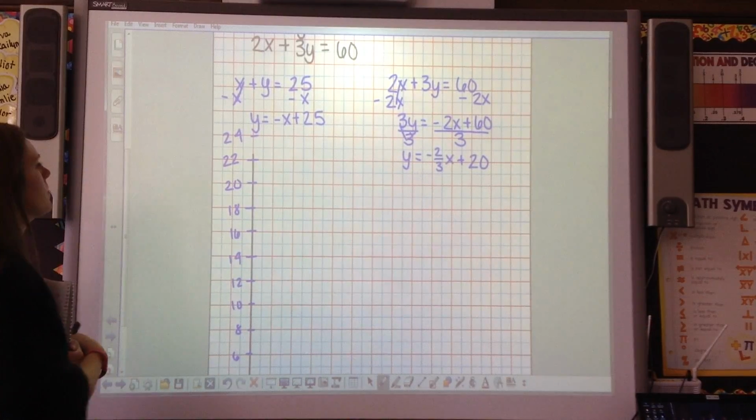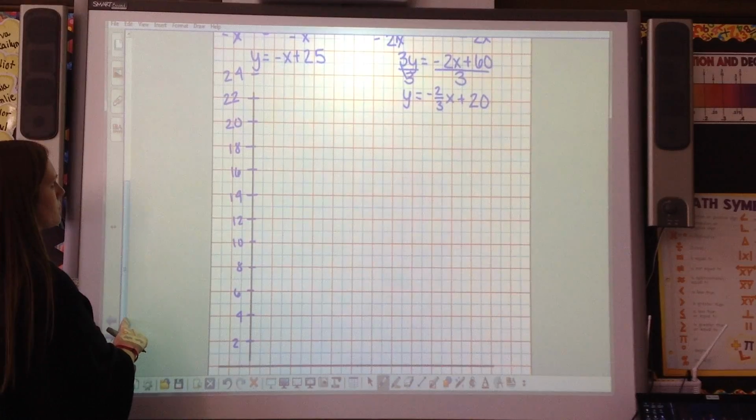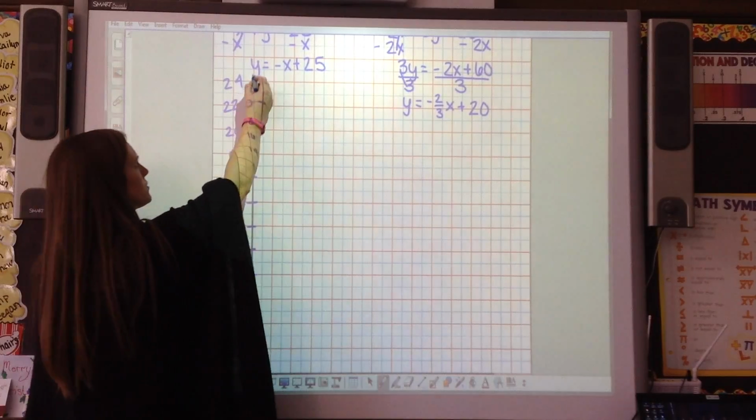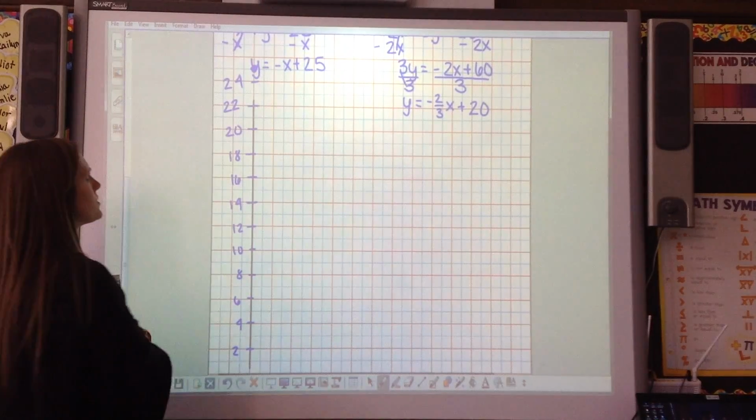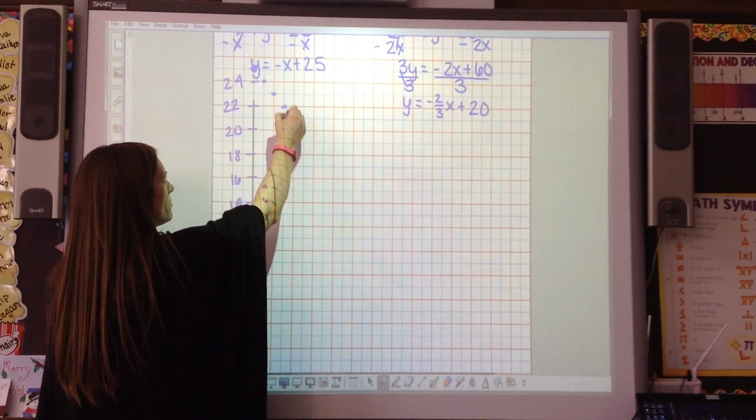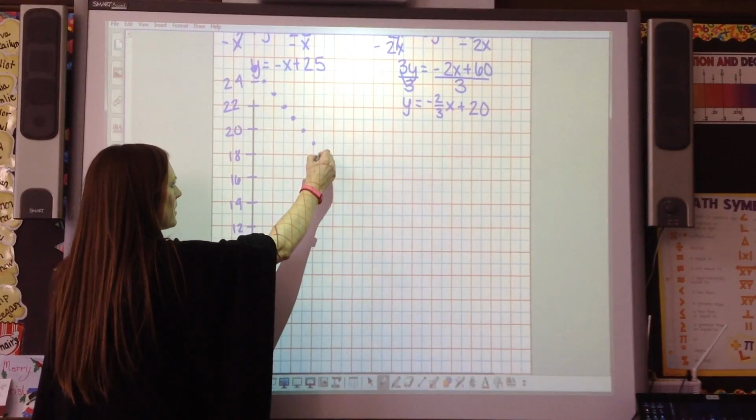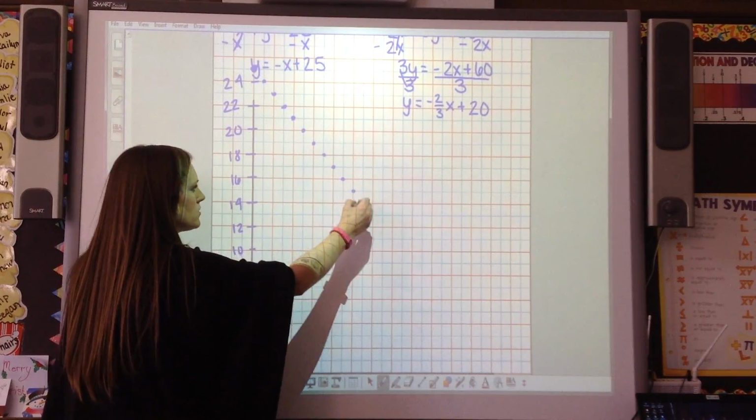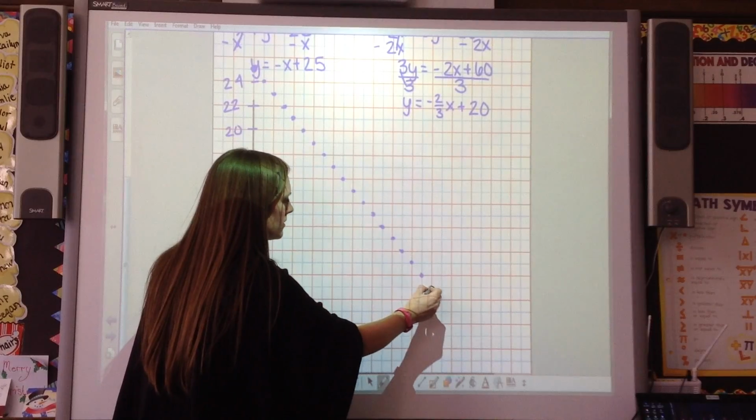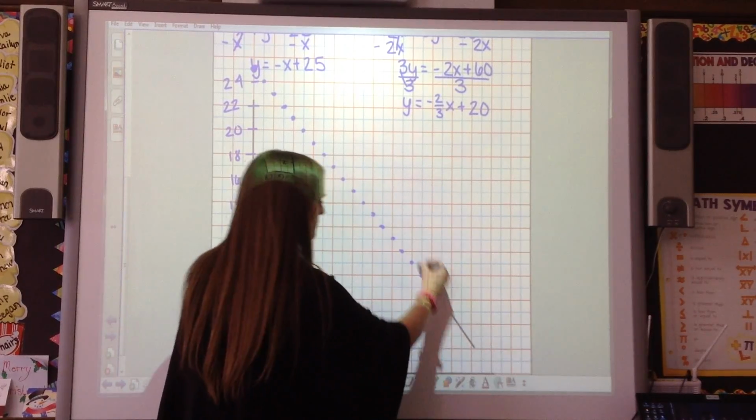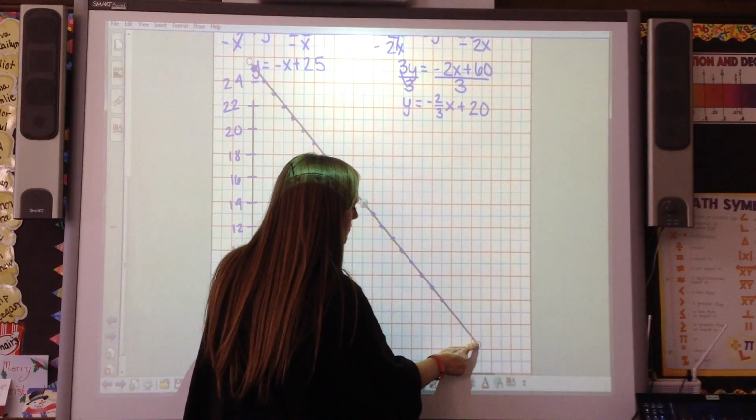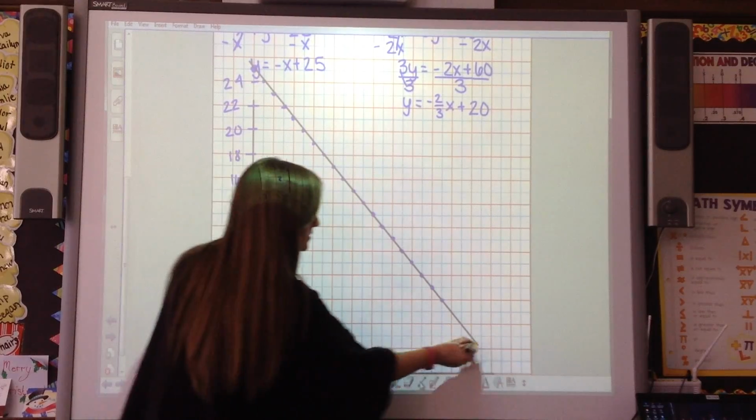Okay. All right. Let's see if we can get this to work. Our first equation, the y-intercept is 25. So here's 24. This is 25 right here. And our slope tells us to go down 1 to the right 1. Again, you're going to want to draw as many ordered pairs as possible, and then use the straight edge so you can see where the lines intersect. Okay, so there's our first line.